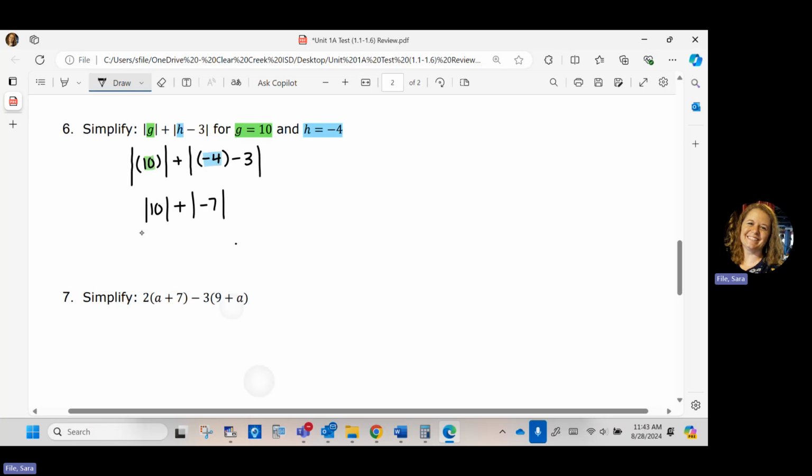So the absolute value of 10 is 10, and then I've got a plus sign. And then the absolute value of -7, remember absolute value is the distance from 0. It always comes out positive. So -7 is 7 units from 0. So it's just +7. So then I add and get 17.